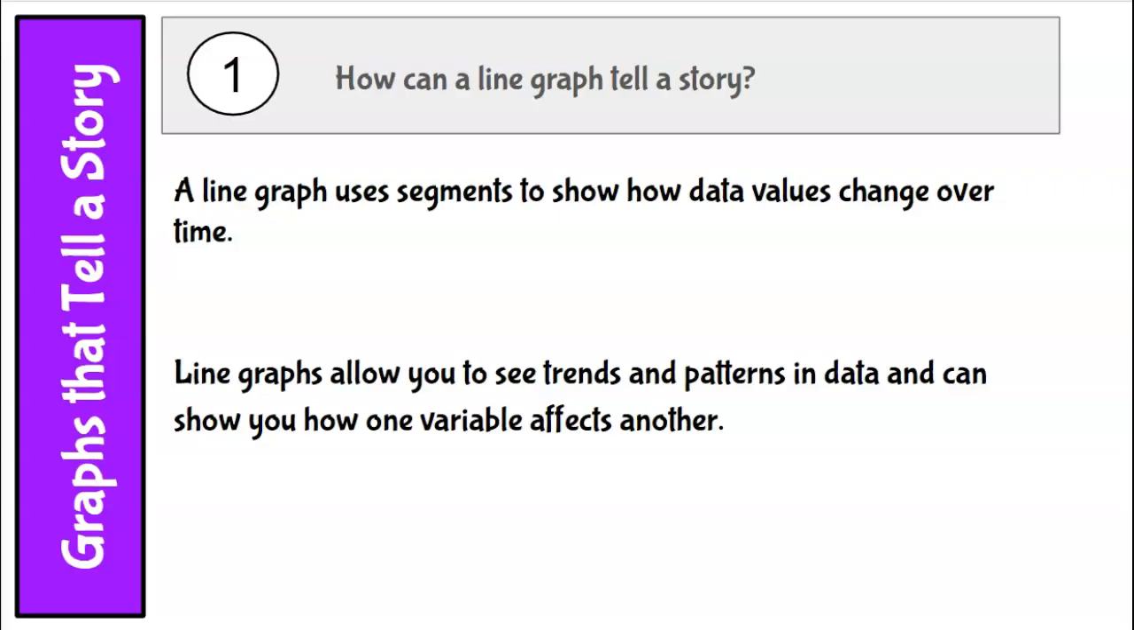A line graph uses segments to show how data values change over time. And line graphs allow you to see trends and patterns in data and can show you how one variable affects the other. For example, a line graph can provide information about how something changes over time, where time in minutes is represented along the x-axis and the variable that changes over time, such as speed or altitude, the height of a plane, money in a bank account, temperature outside, that would be on the y-axis.